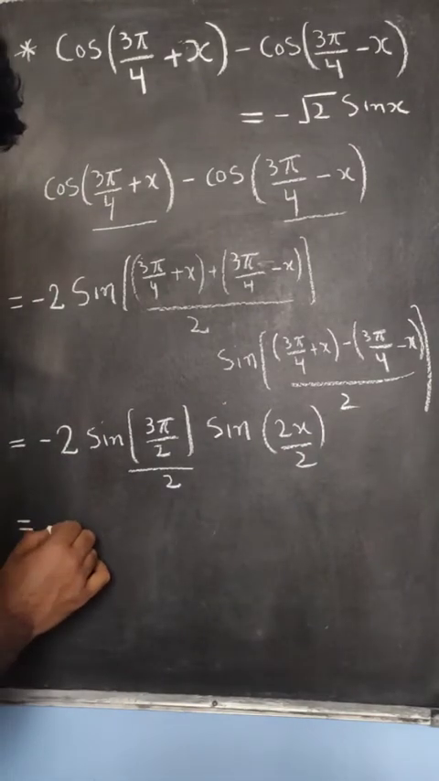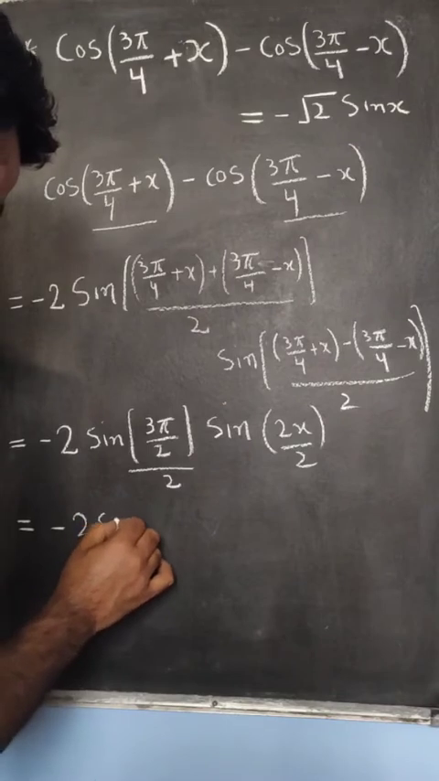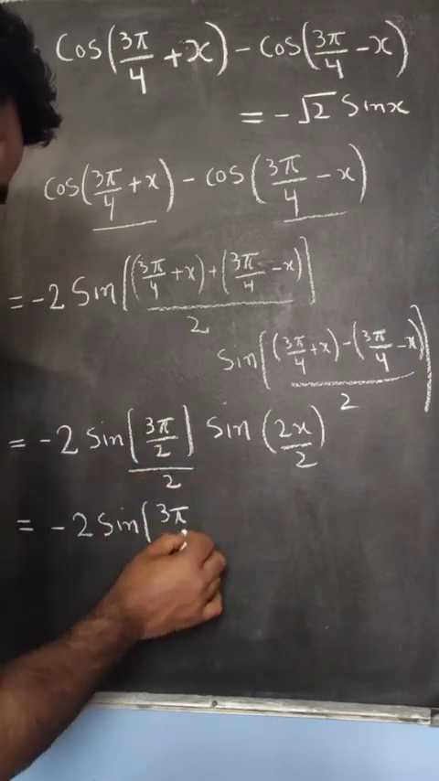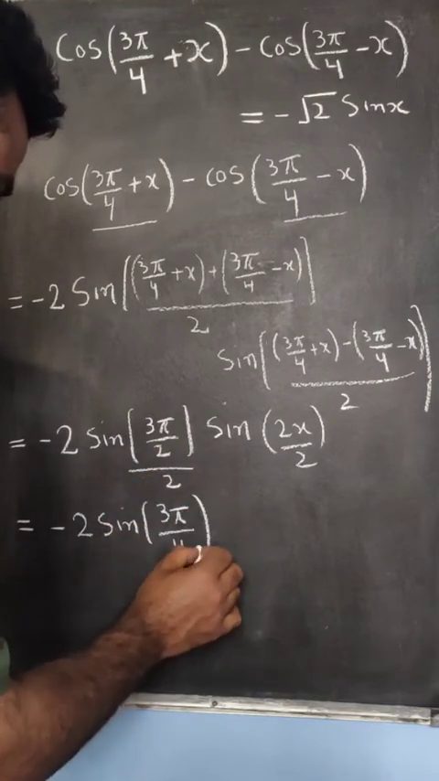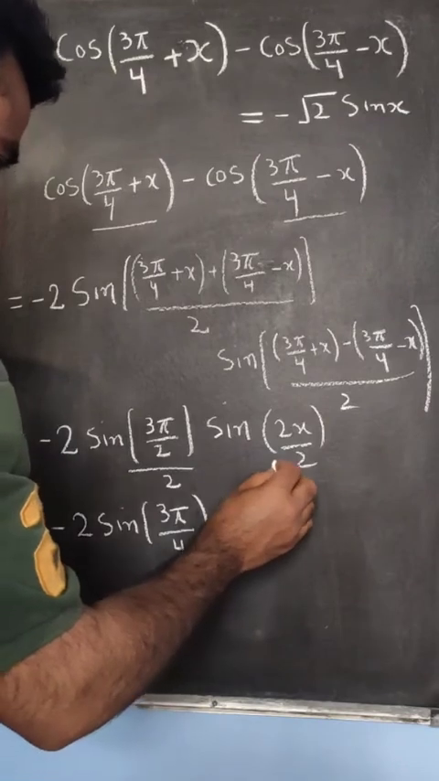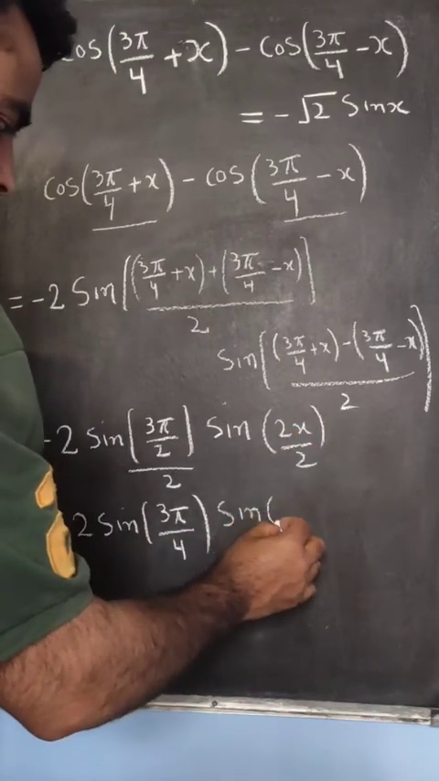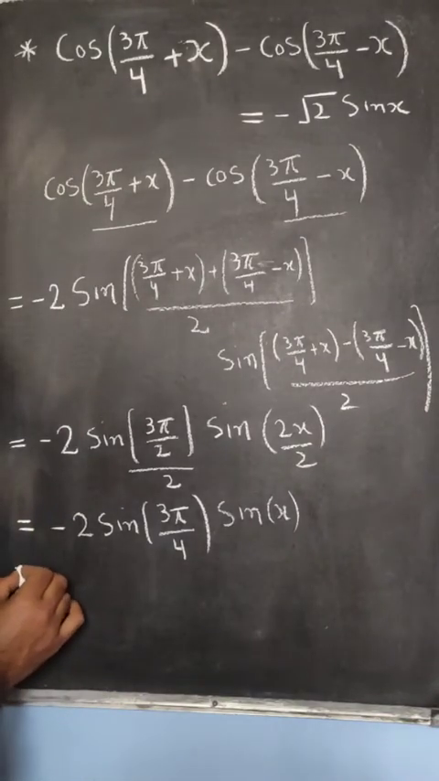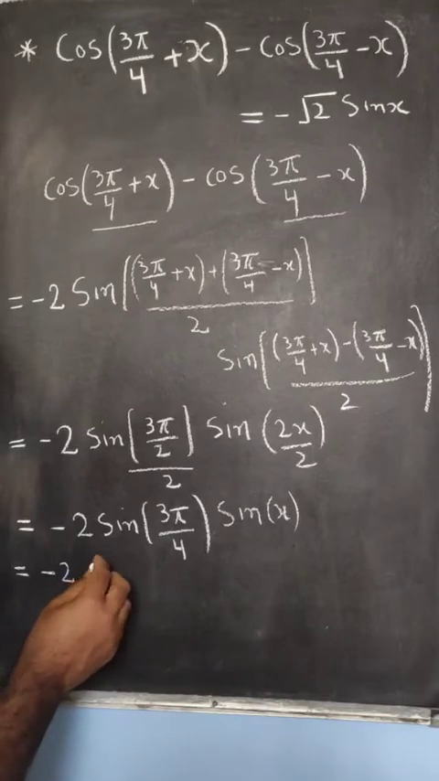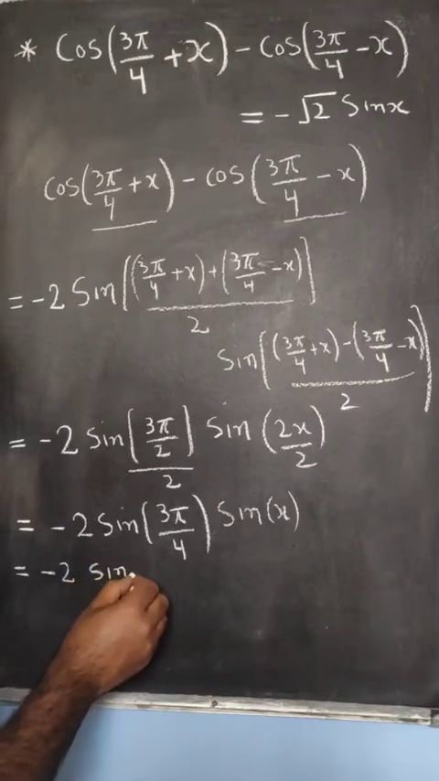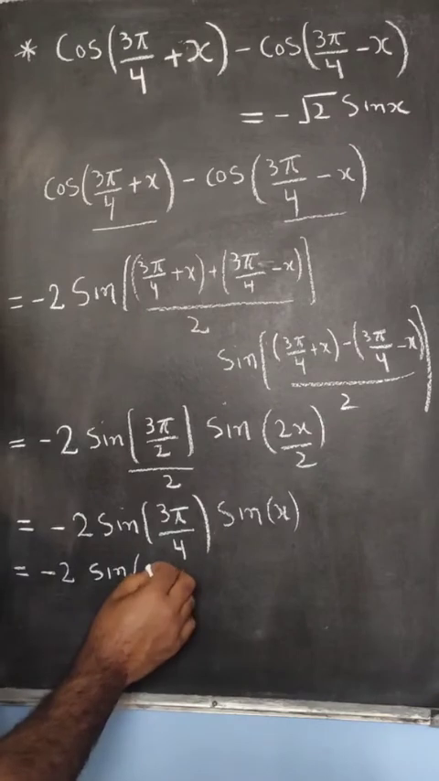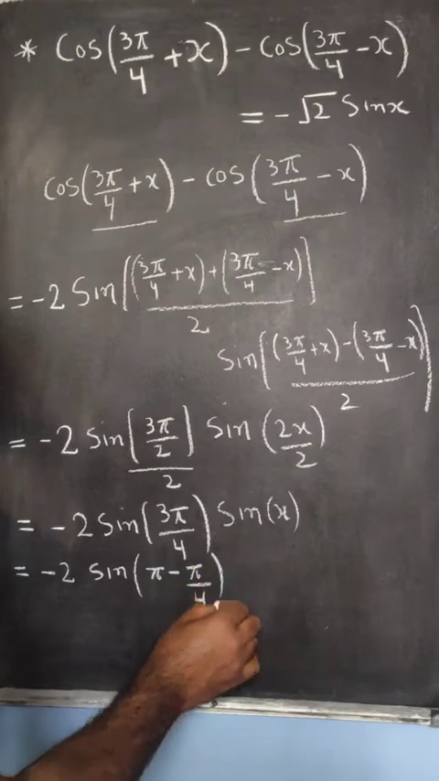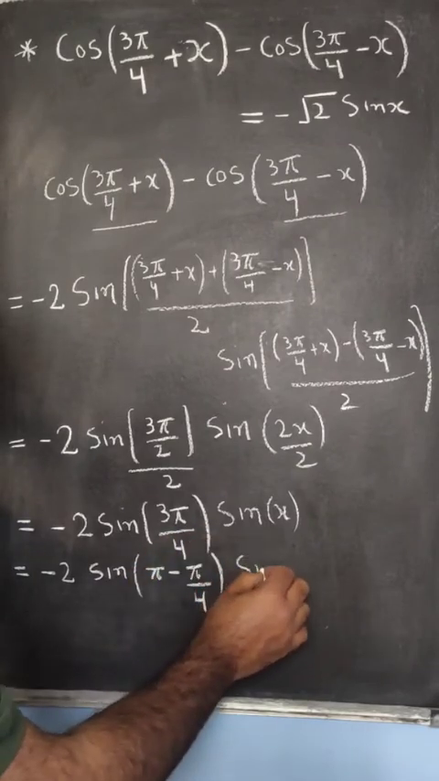That is further equal to minus twice sine of 3 pi, 2 into 2 is 4, it is 3 pi by 4, sine of 2 by 2 is 1, so we get x, it is sine of x. That is further equal to minus twice sine of, now we can write this 3 pi by 4 as pi minus pi by 4. That is equal to 3 pi by 4. Then we have sine of x.